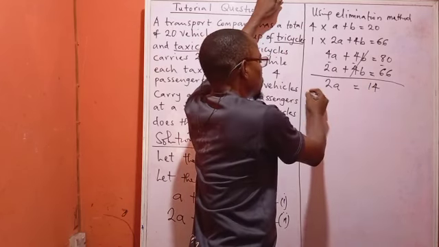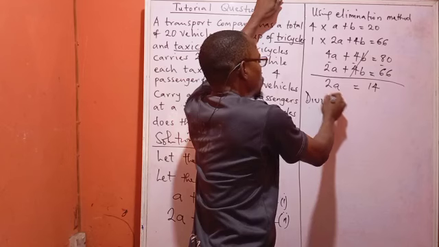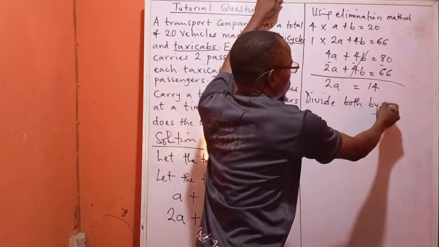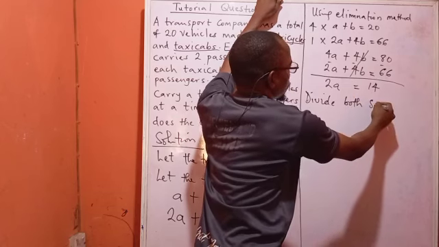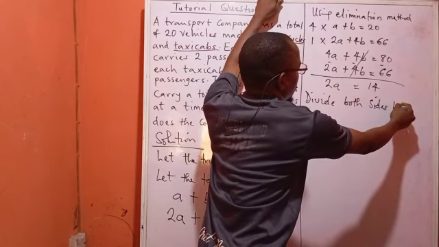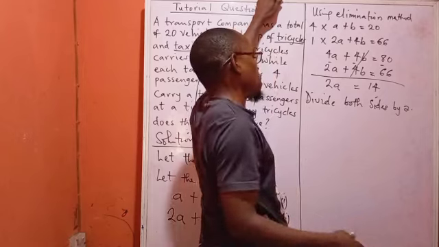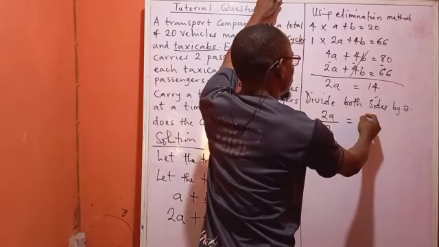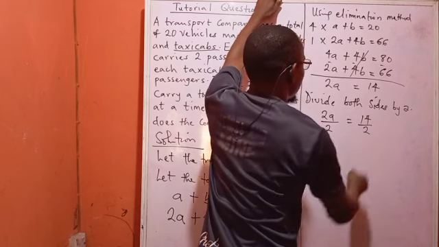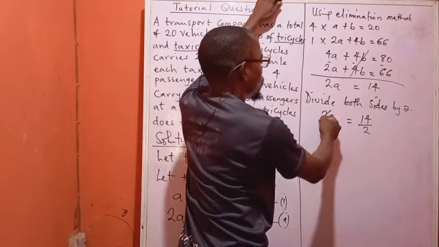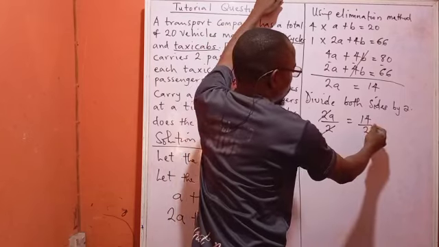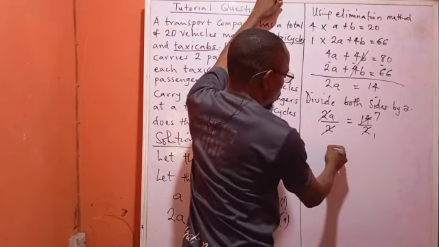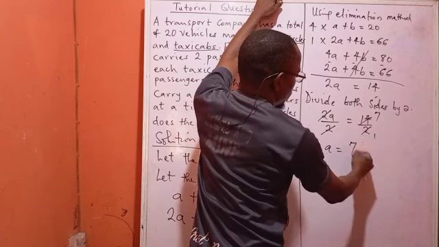The next thing, since I'm looking for a, is to divide both sides by the coefficient of a, which is 2. So 2a over 2 equals 14 divided by 2. We cancel the 2, and 2 in 14 is 7. So a equals 7.